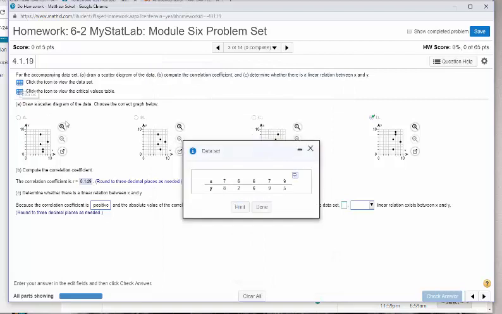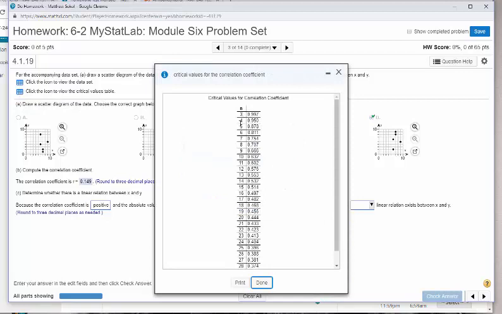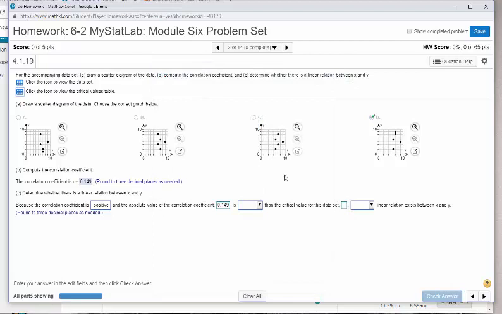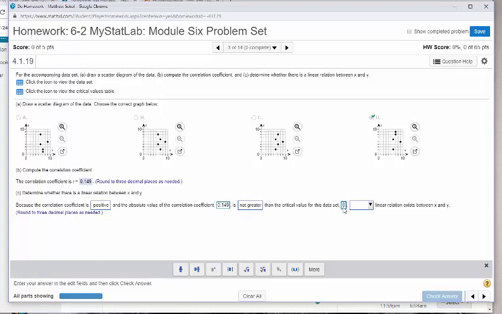If you look back at the data set, I have 1, 2, 3, 4, 5 paired data values. So you click here, and it looks like when you have 5 data values, the critical value for the correlation coefficient is 0.878. Our correlation coefficient is not greater than the critical value of 0.878. And what that means when it's not greater than is no linear relation exists between x and y. So I'll check my answer.